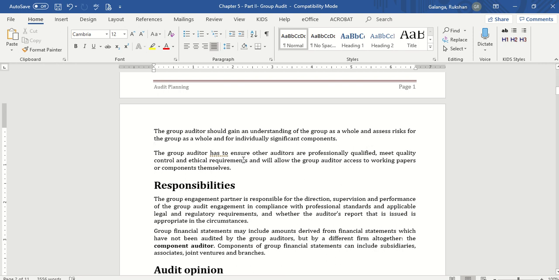The group auditor has to ensure that the component auditors are professionally qualified, meet quality control and ethical requirements, and will allow the group auditor to access working papers of the components themselves, right? So the group auditor should know when a subsidiary company's audit is done by another auditor, and should know whether that other auditor, the component auditor, has sufficient competencies.